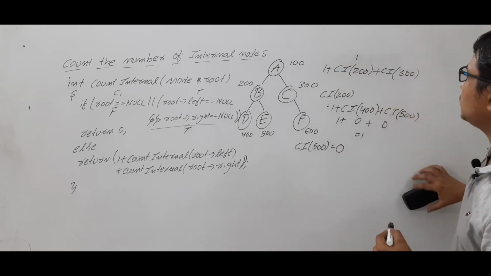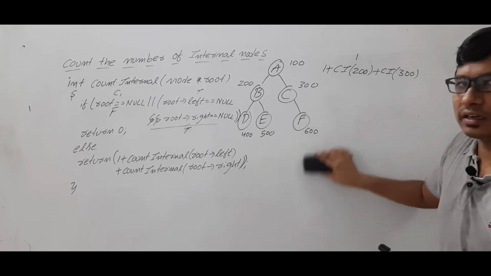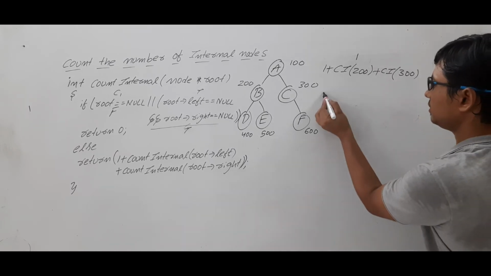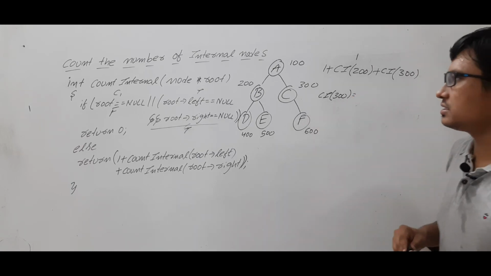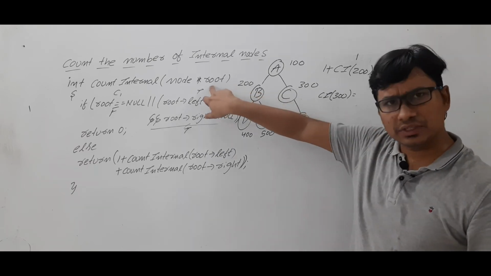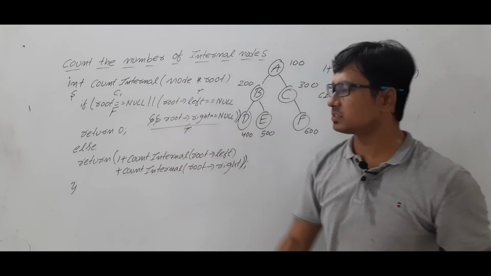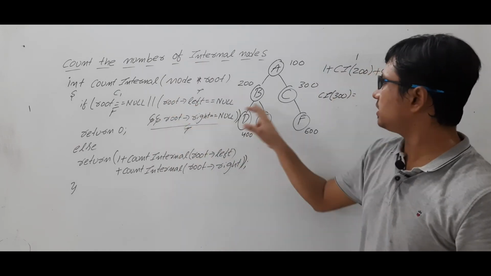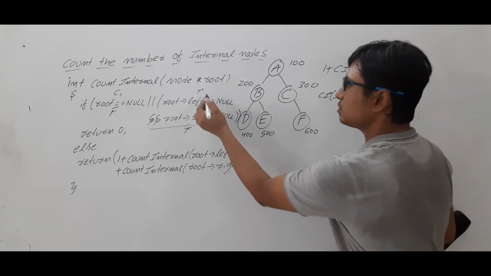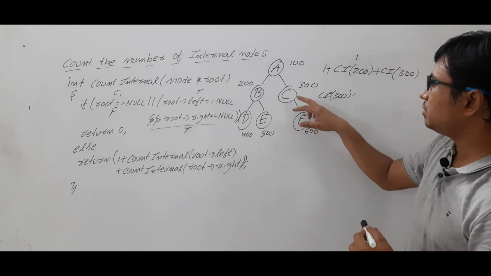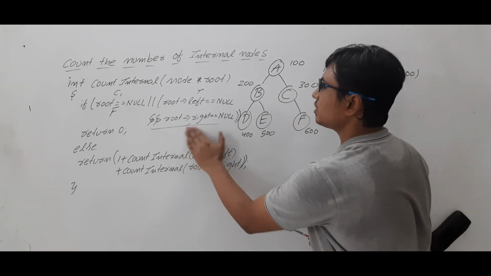Now we will execute the count internal nodes with value 300. Now let's see what will happen. Count internal nodes 300. Now the root value is 300. So 300 is not equal to null, so this is false. Now 300 left is equal to null because it does not have the left child. So this is true. Now root of right, 300 right is 600, which is not equal to null.